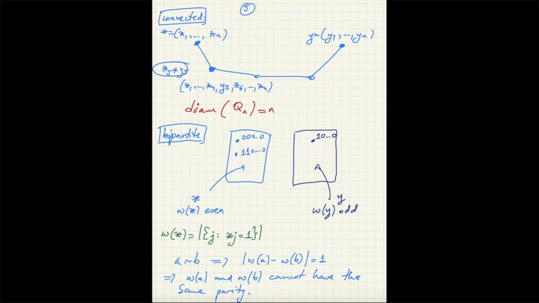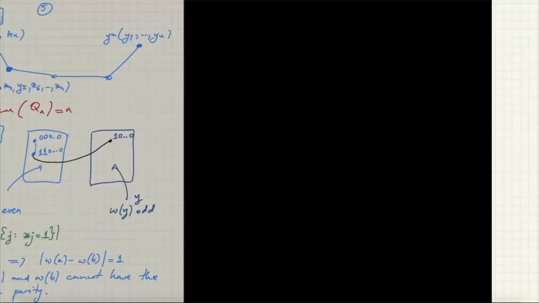But you could have edges between the two parts, obviously. So you can have 1, 1, 1 adjacent to 1, 0. Okay. All right. So this is the n-dimensional cube.